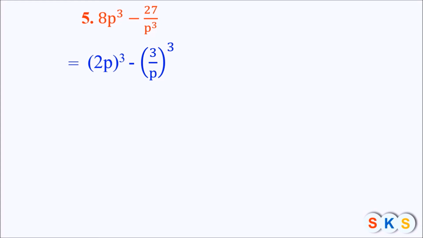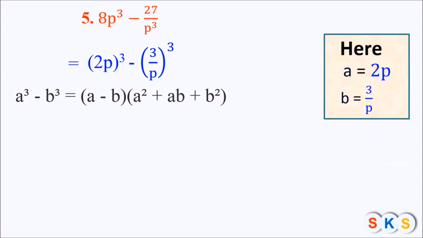Now here the first term is cube of 2p. So here we will take a as 2p, and the second term is cube of 3 upon p. So we will take b as 3 upon p. So we will use the same formula, that is a cube minus b cube equals a minus b into a square plus ab plus b square. Now we will make a note of the values of a and b. You can see that in the rectangular box I have noted the values of a and b. Now we will substitute the values of a and b in this formula.